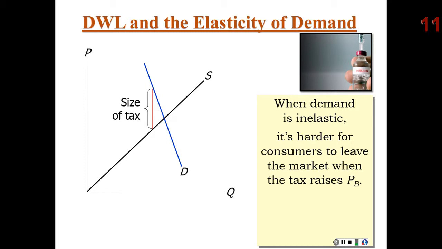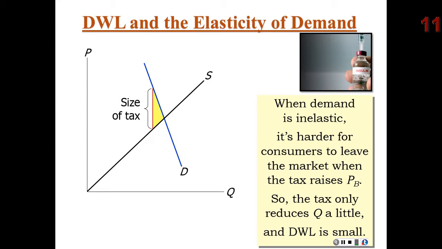Well, if demand's very inelastic, it's going to be very hard for consumers to leave the market when the tax raises the price they have to pay. That means you're not going to have a very large reduction in the market quantity. Therefore, your deadweight loss will be very, very small. When you tax goods with relatively inelastic demand or inelastic supply, you could anticipate a very small deadweight loss. That means those taxes would be relatively efficient.